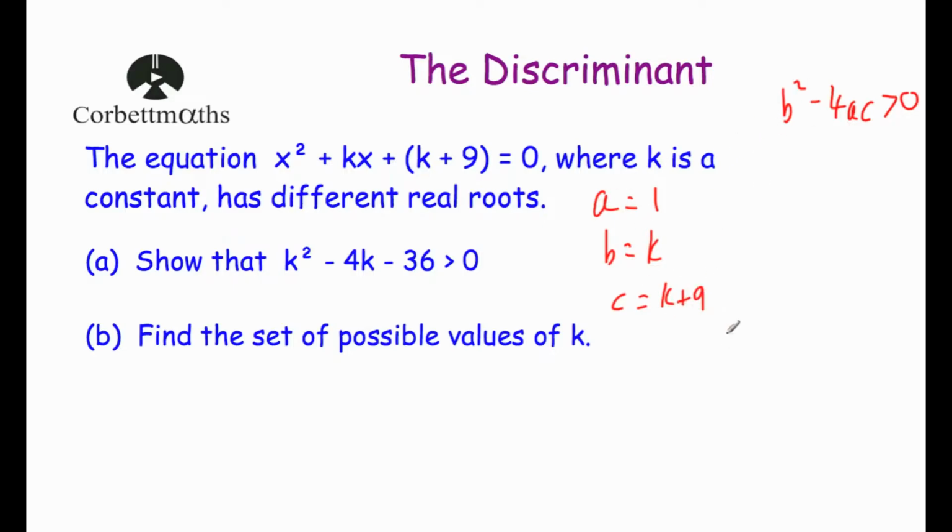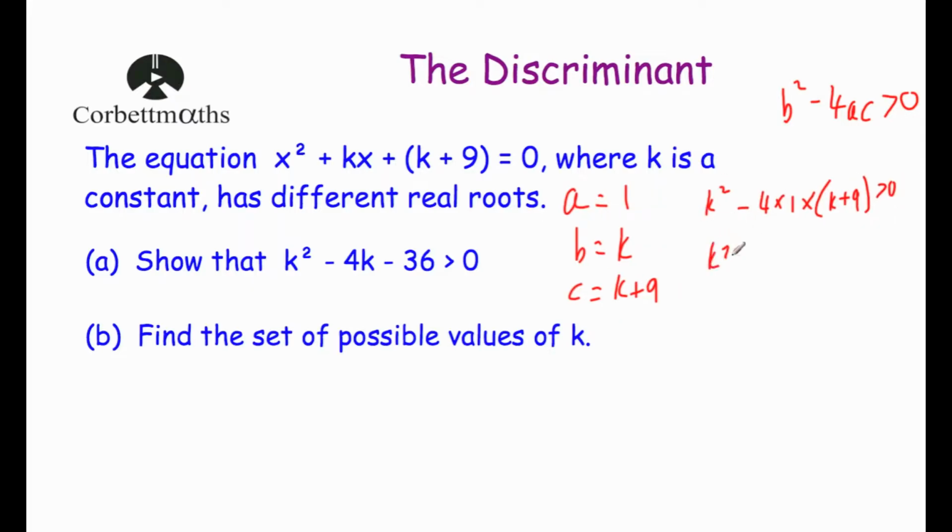So we've got b squared, so b squared is equal to k squared, minus 4ac, so that's minus 4 times 1 times k plus 9. And we know that's going to be bigger than 0. So simplifying this gives, well, we've got k squared, and then we've got minus 4 times 1 is 4, and then we've got our bracket k plus 9, and that is bigger than 0.